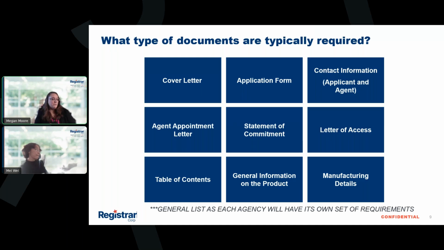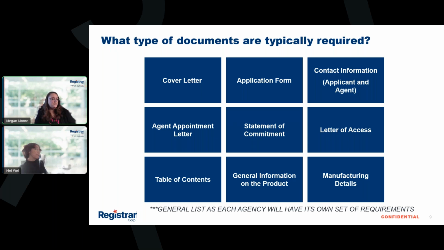If an agent is being appointed, then an agent appointment letter confirming that the holder is designating that agent for the master file is required. Typically, there is a statement of commitment confirming that the master file is current and accurate. If you have a customer that would like to reference your master file, a letter of access is required, which gives the agency permission to reference the master file in support of the customer's application.